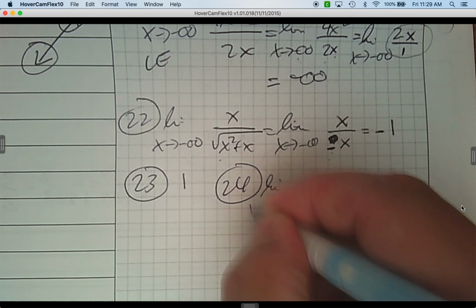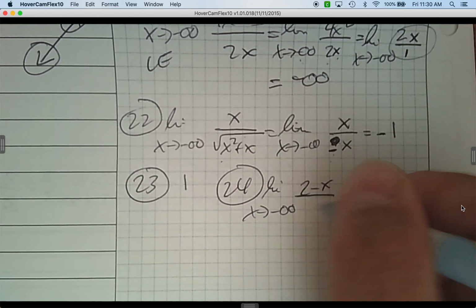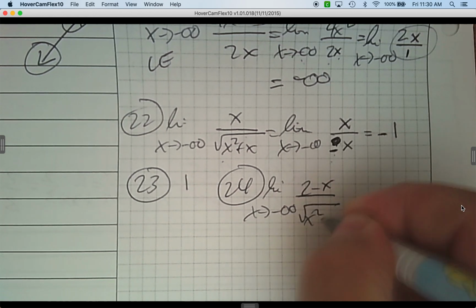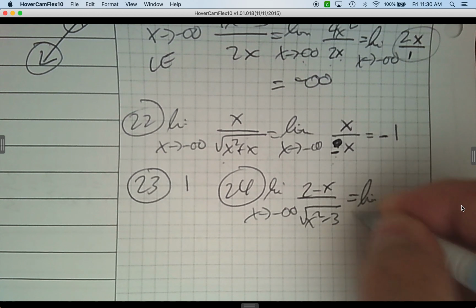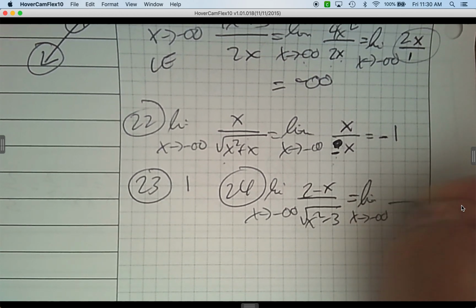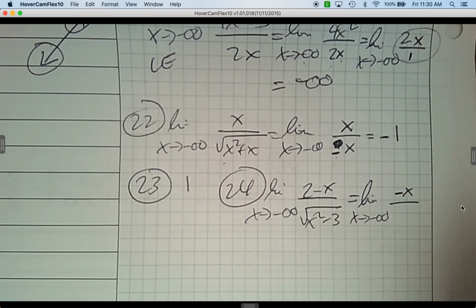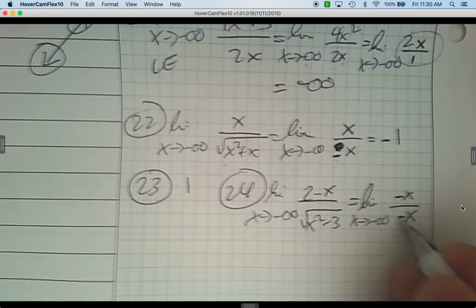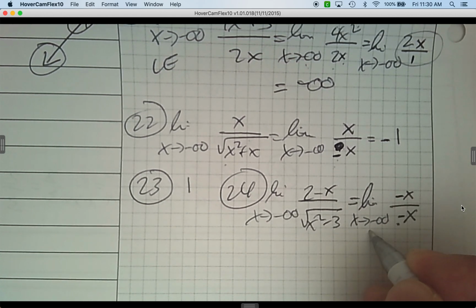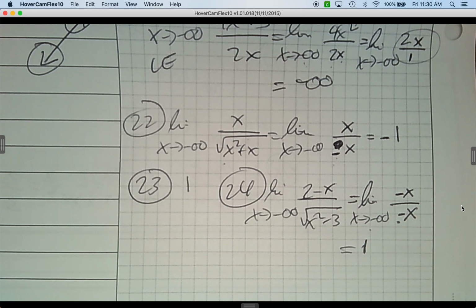The limit as x approaches negative infinity, and we have 2 minus x over the square root of x squared minus 3. So when I evaluate this, and this is the left end, in the numerator the most powerful term, and signs matter, is negative x. But when I take the square root of x squared, I'm going to be left also with negative x. So it's negative on the bottom because of the left end. So when I simplify this, the answer to 24 is +1.